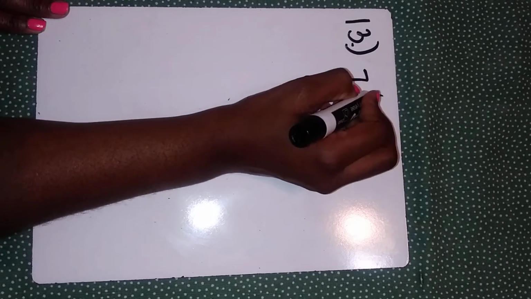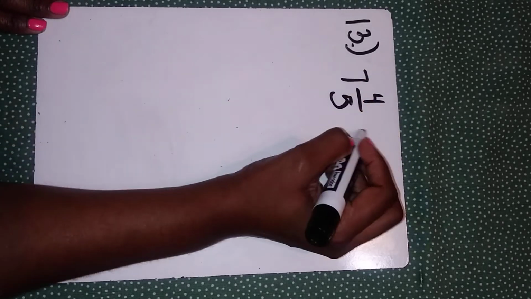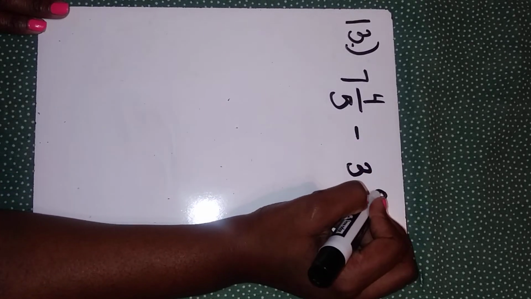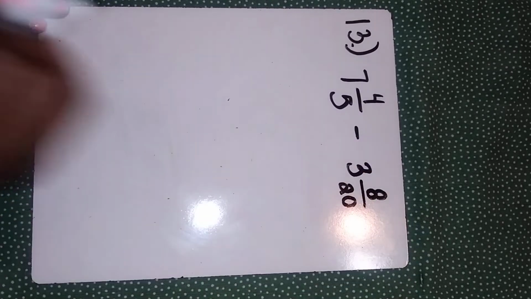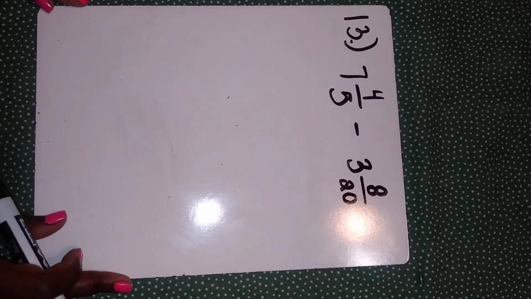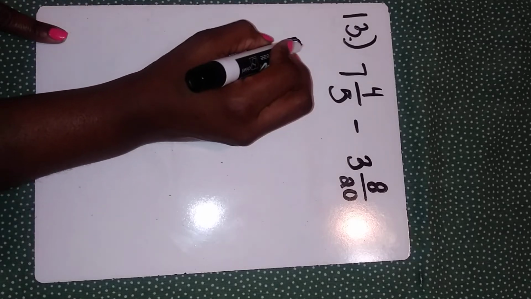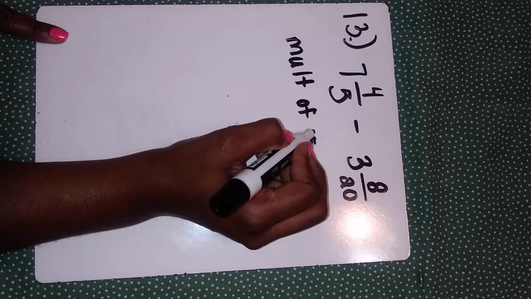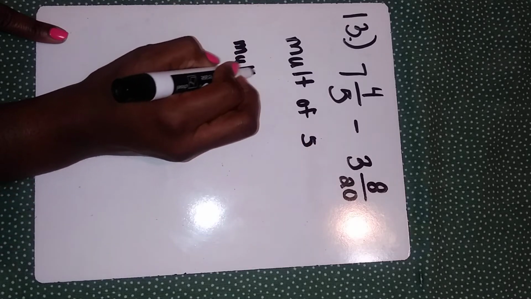13, I got 7 4/5 minus 3 8/20. Okay. So with this problem, we're going to do the same thing. We're going to find a common denominator. So we'll write our multiples of 5 and our multiples of 20. Now, start with the smaller number, and then do your larger number.